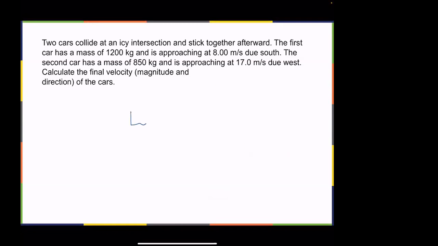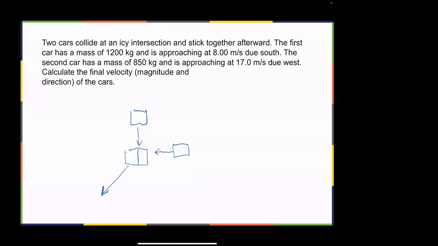So we have one car going south, and the second car going west. They combine into a supercar, and that's going to have to go into the third quadrant. Right?